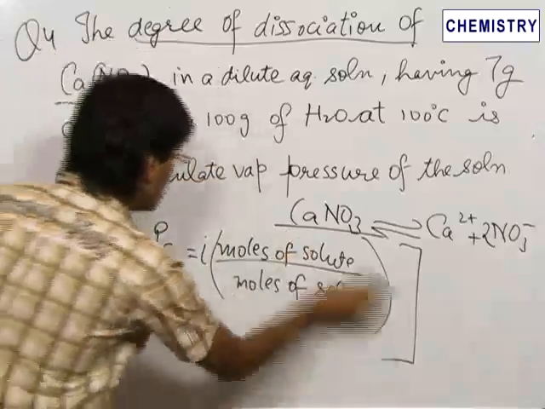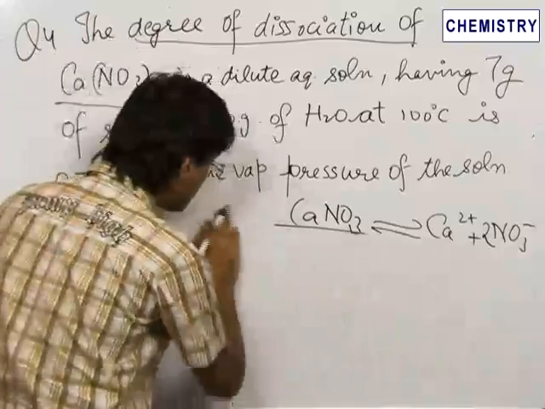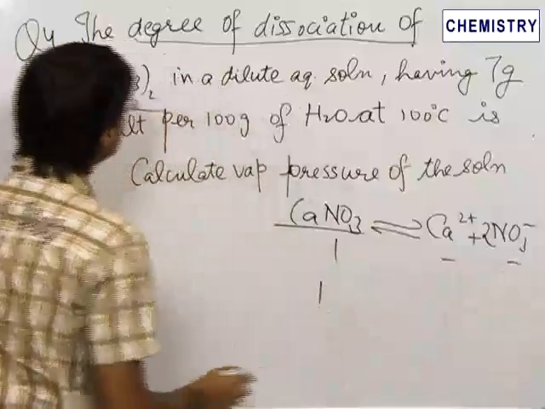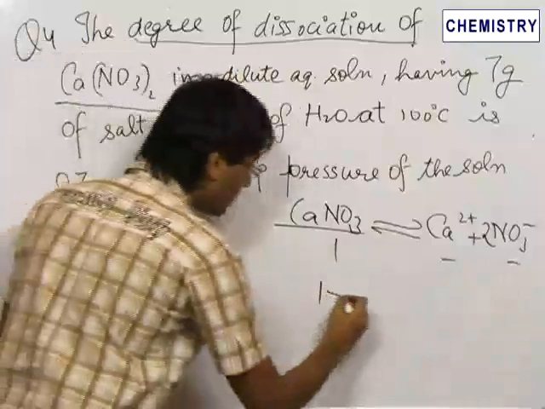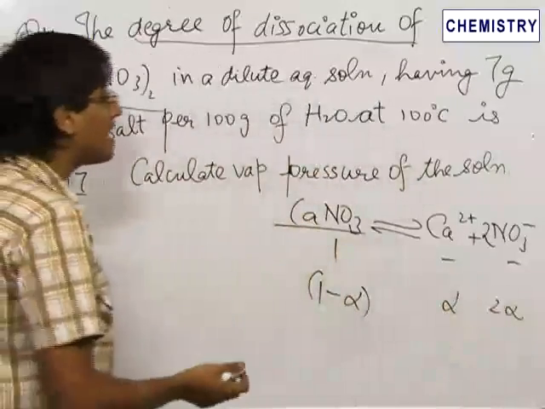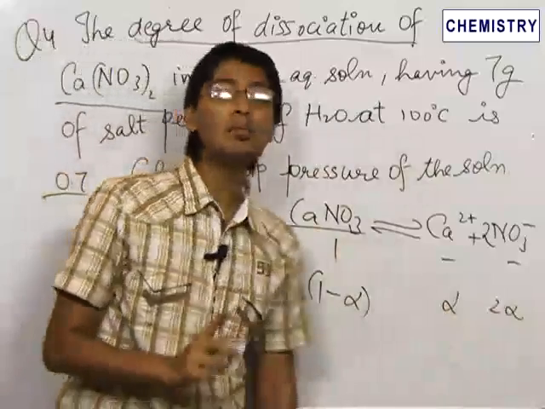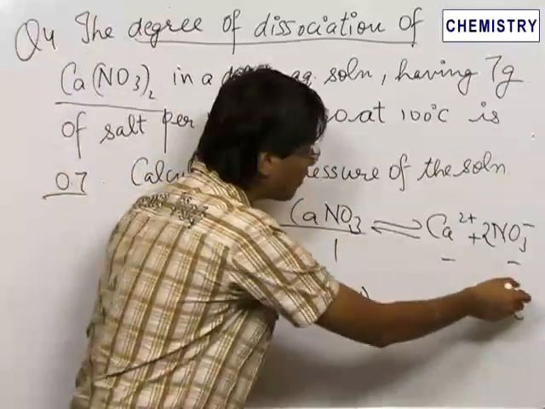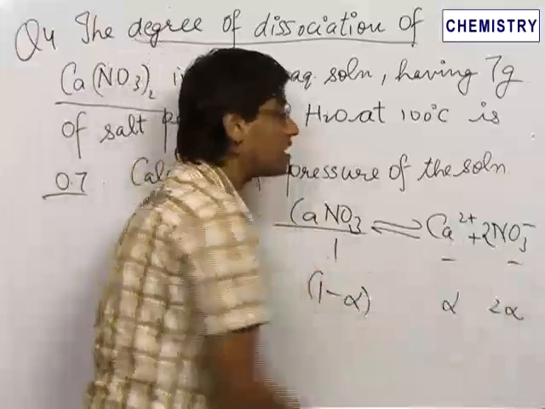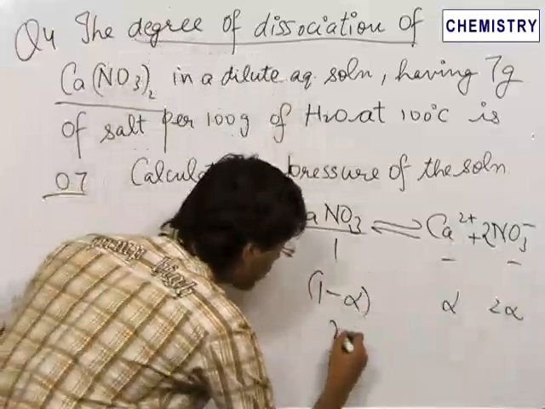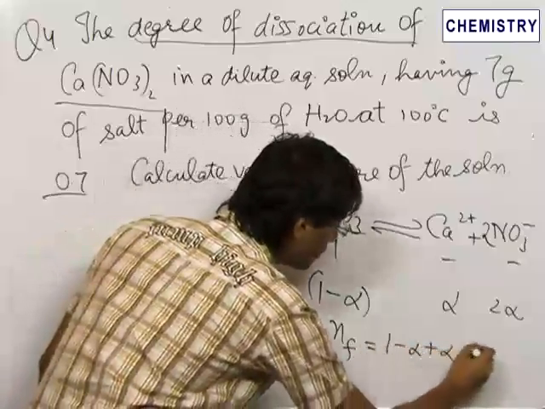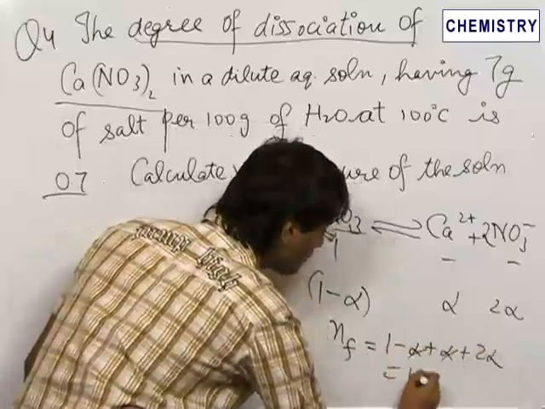So, writing this equation, if we consider the initial number of moles to be 1, 0 and 0, and let's say the degree of dissociation, which is given to be 0.7, is equal to alpha, this becomes 1 minus alpha, alpha and 2 alpha. So we can see that after the dissociation, the total number of moles is 1 minus alpha plus 2 alpha. That is the total number of moles of calcium nitrate left, calcium ions formed and nitrate ions formed.